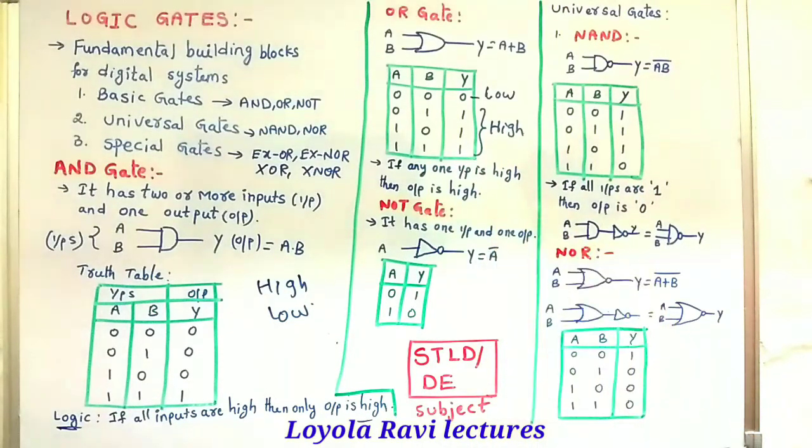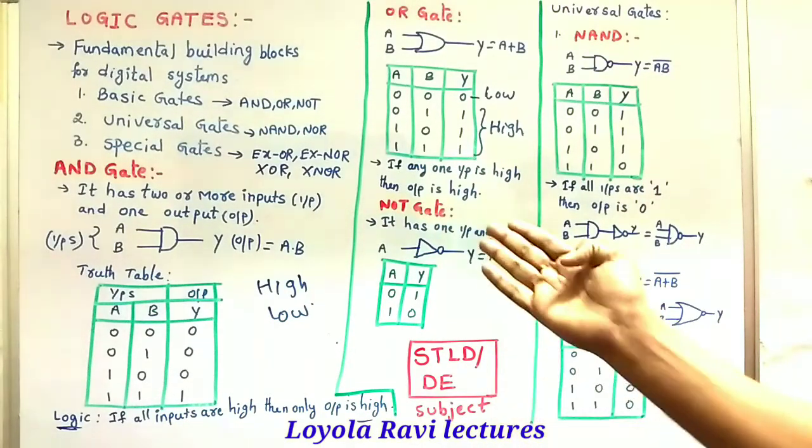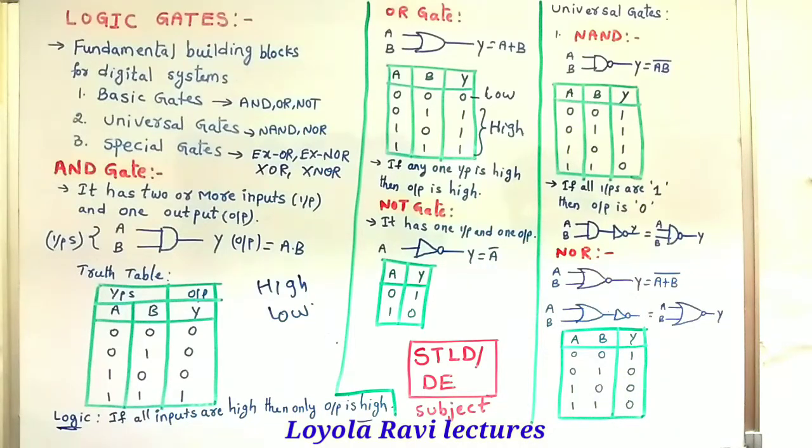Then go for NOT gate. NOT gate definition is it has only one input and one output. NOT gate is nothing but one input and one output. It is also called an inverter.